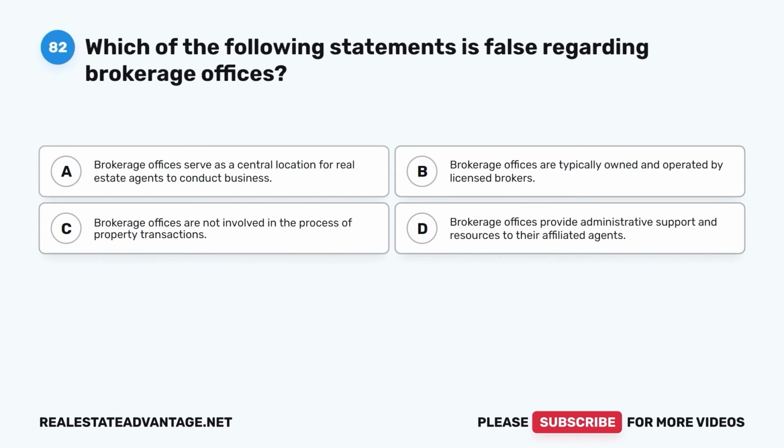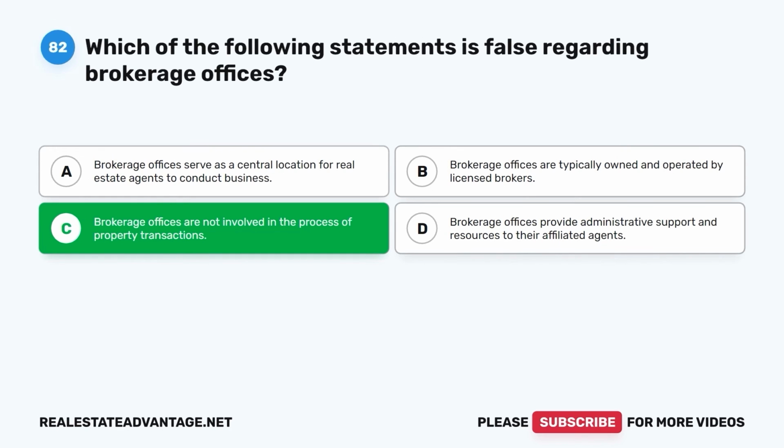Which of the following statements is false regarding brokerage offices? A. Brokerage offices serve as a central location for real estate agents to conduct business. B. Brokerage offices are typically owned and operated by licensed brokers. C. Brokerage offices are not involved in the process of property transactions. D. Brokerage offices provide administrative support and resources to their affiliated agents. The correct answer is C.